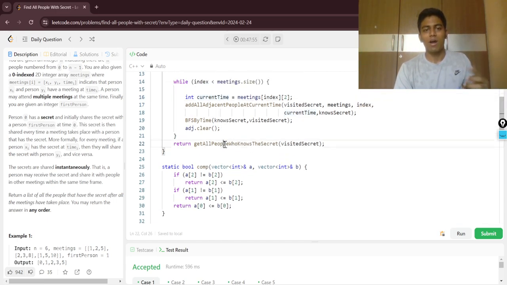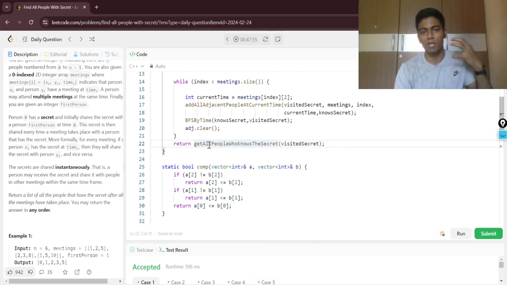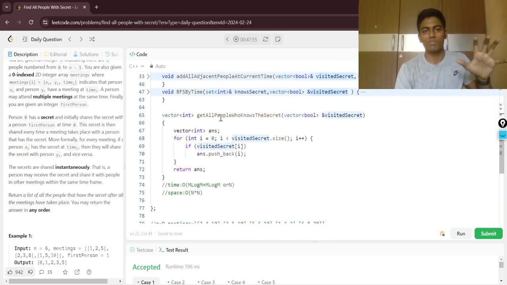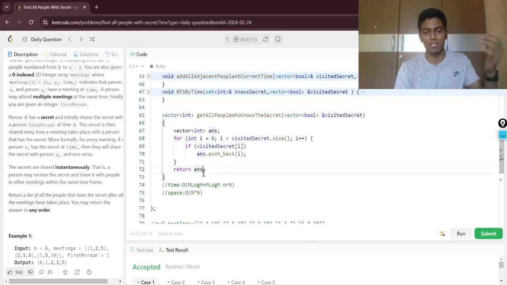And then after spreading the secret to all the people who are connected to one particular person, that is zero and then the known person, which is the first person, we need to get all the people who know the secret at this particular time. So that will be stored in visited secret. So let's go through this particular function. We need a vector of all the people who know the secret. So we'll see whether the secret has been known by this person or not. If it is known, then we are going to add it into our answer, and then we are going to return the answer.